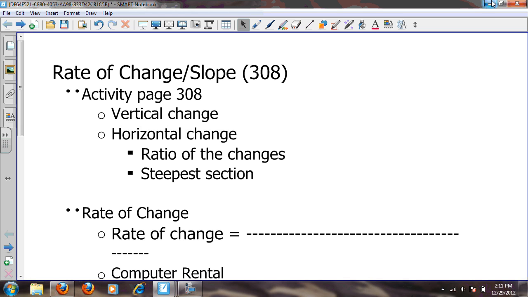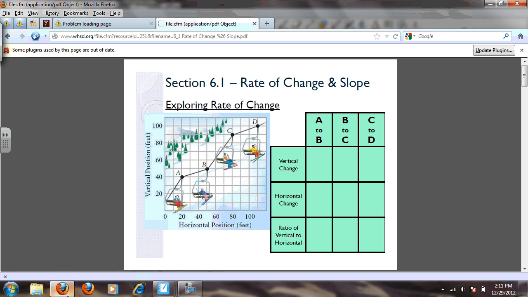We're going to begin by looking at the activity on page 308. We're going to do that together. Looks like this. Exploring the rate of change. Rate of change is very much like when we are finding the function rule. It is also going to be very similar to the slope as we begin to talk about slope in this lesson a little bit later on.